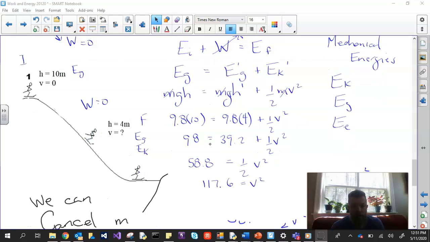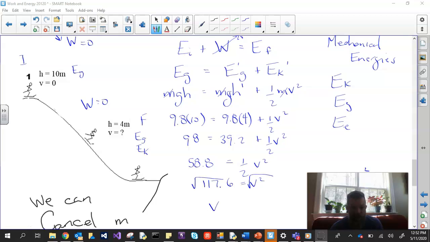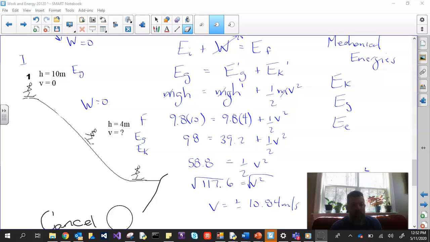So I've gone ahead and put my numbers in. I multiplied them out, did the math. I'm at this point right here. Take square root of both sides. And I should get an answer of plus or minus 10.84 meters per second. So the velocity at this point is 10.84 meters per second. We could have done this without canceling the mass out. You're still going to get the same answer.